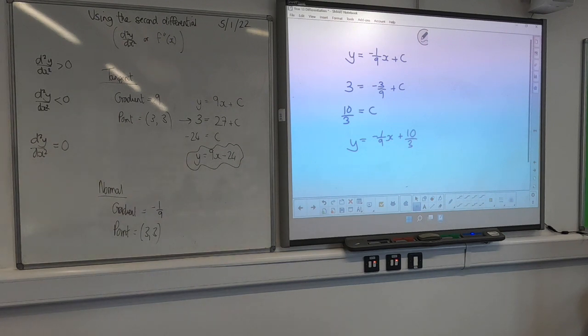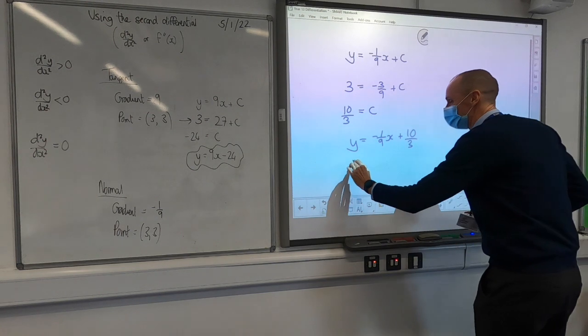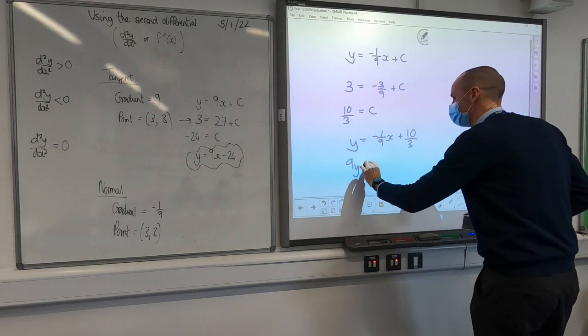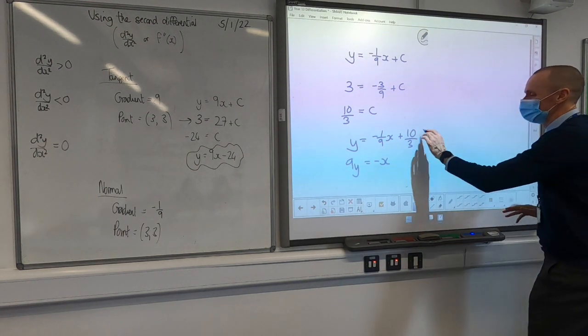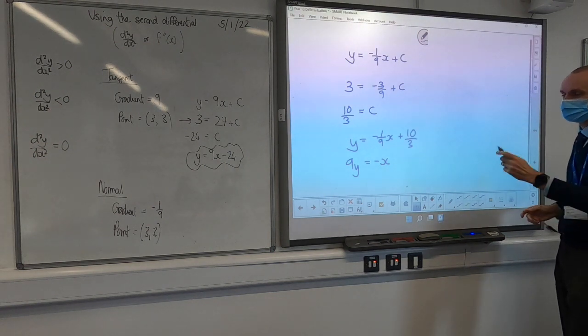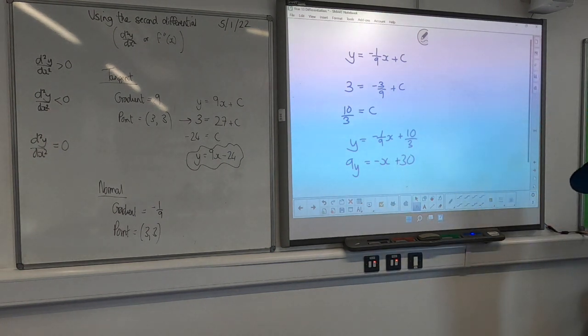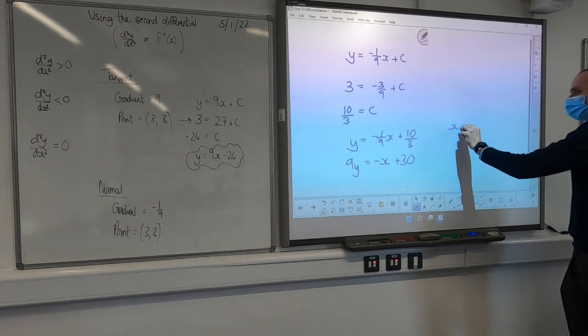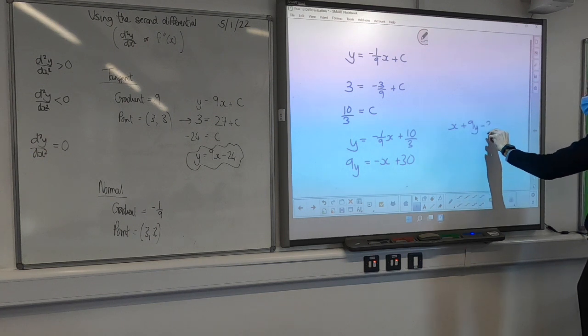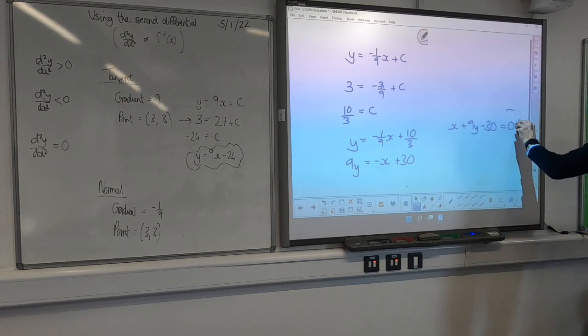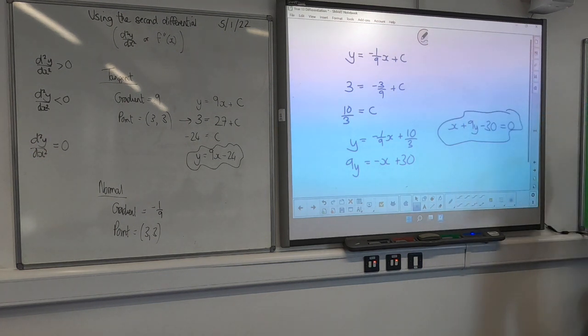Right. There we are. I'm going to multiply by 9, so that's going to give me 9y minus x, and that's multiplying by 3 and then by 3 again, so that gives me 30. And then it wants me to shovel everything onto one side, so that was my answer for that third one.